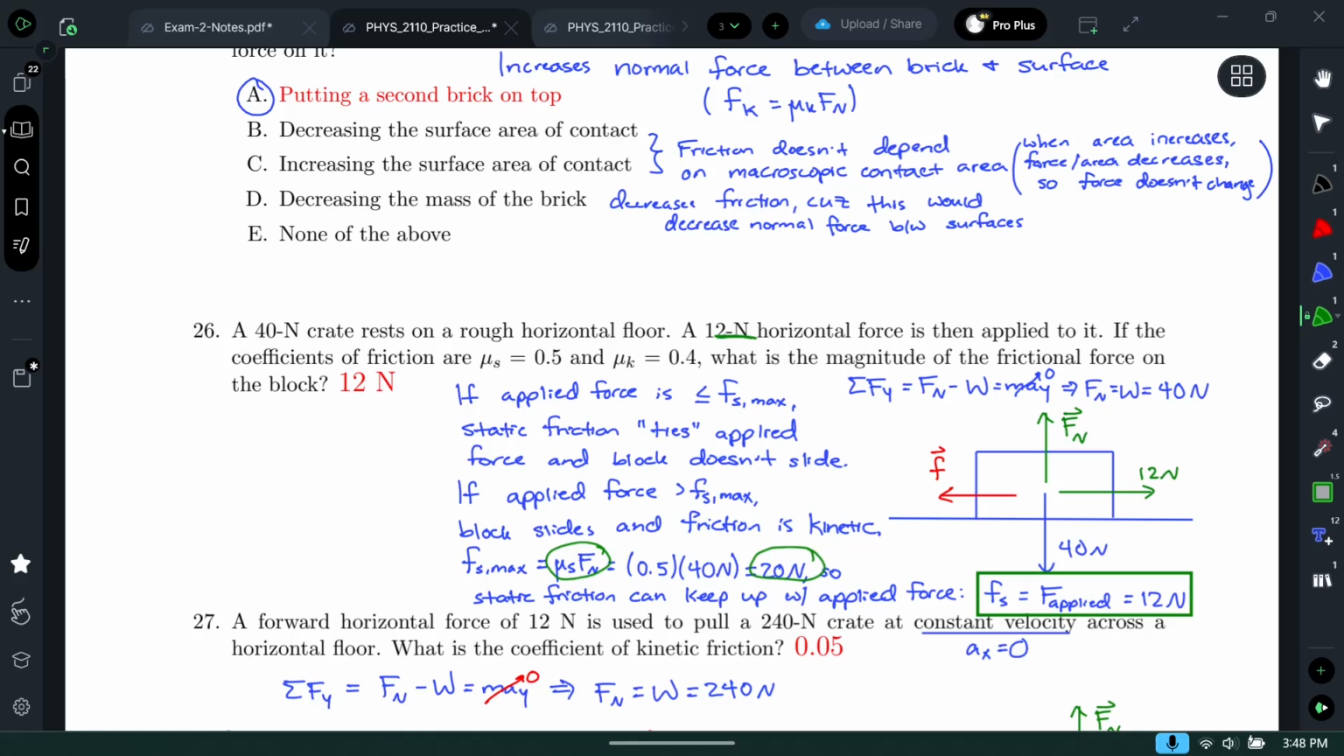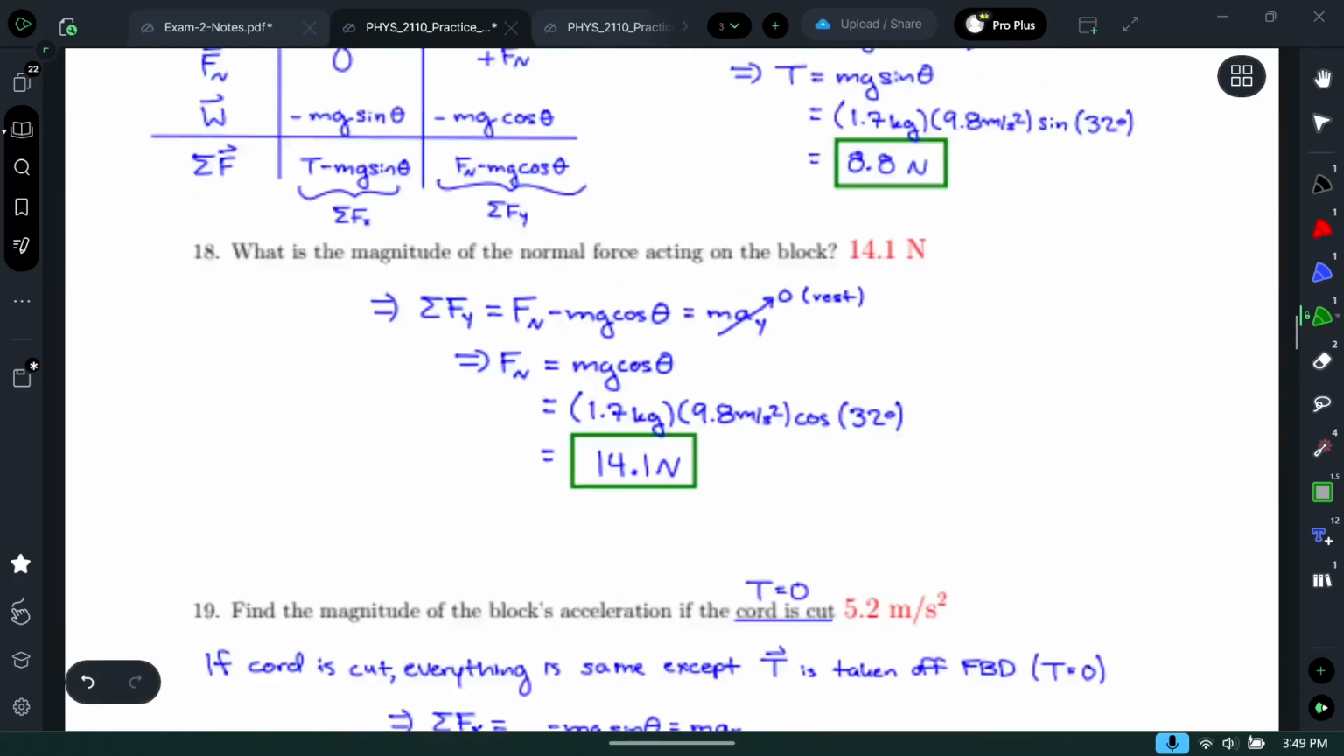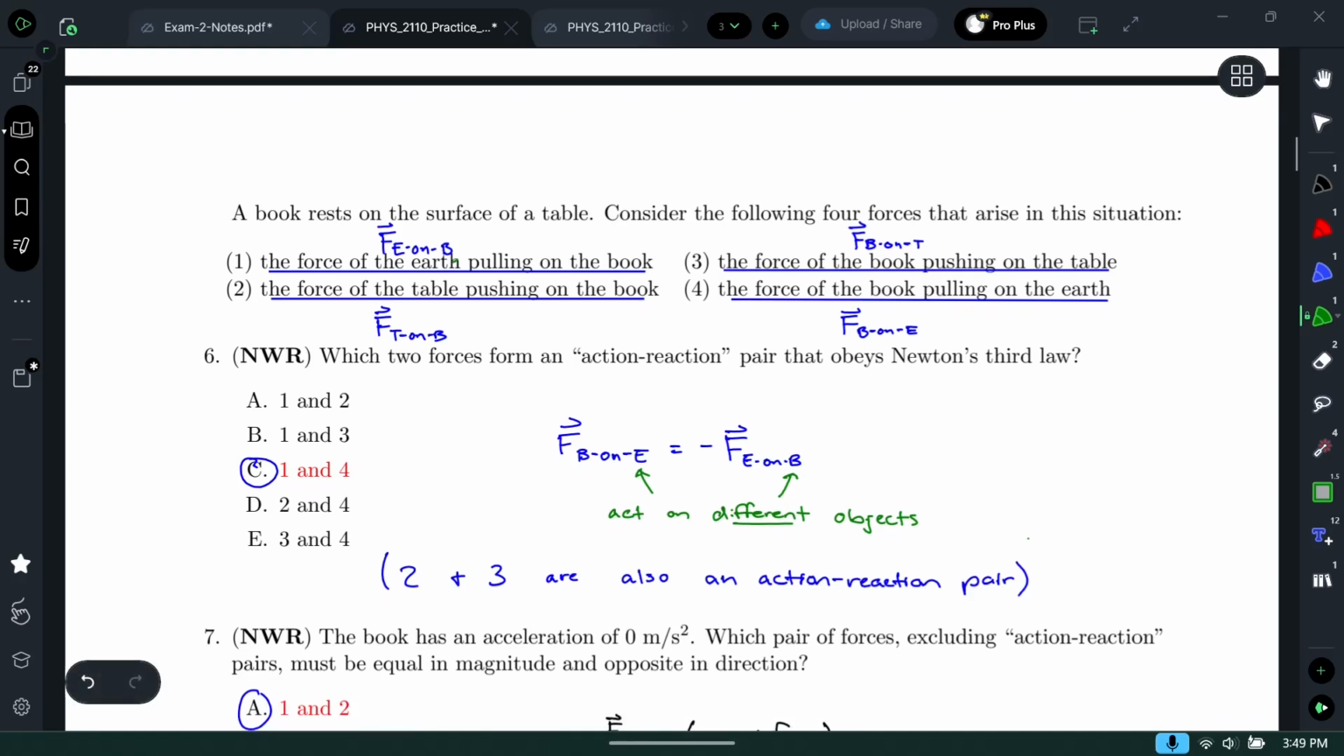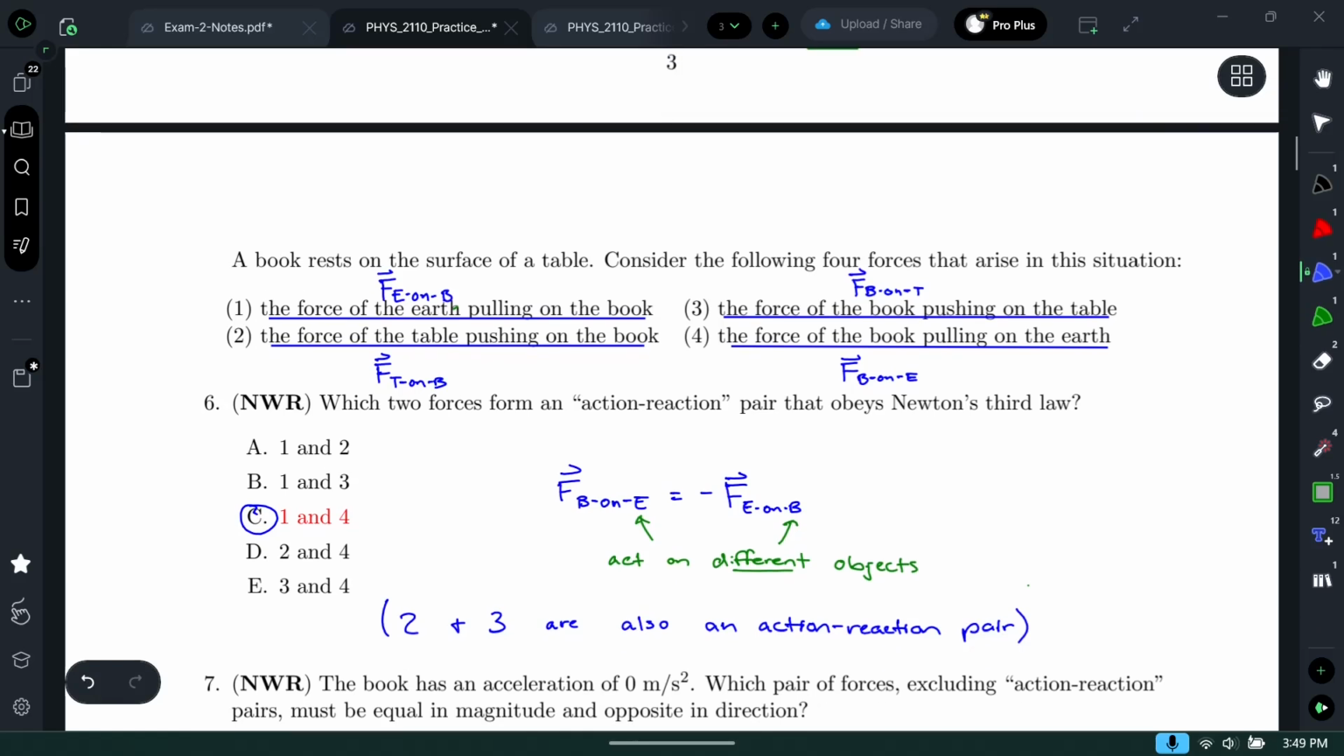All right, question 6. It says, would it be wrong to say 2 and 3 because they are also an action-reaction pair? Let's see, a book on the surface of a table. They're asking if 2 and 3 are an action-reaction pair. The force of the table pushing on the book, the force of the book pushing on the table. Yes, they are an action-reaction pair. They're just not in that list.